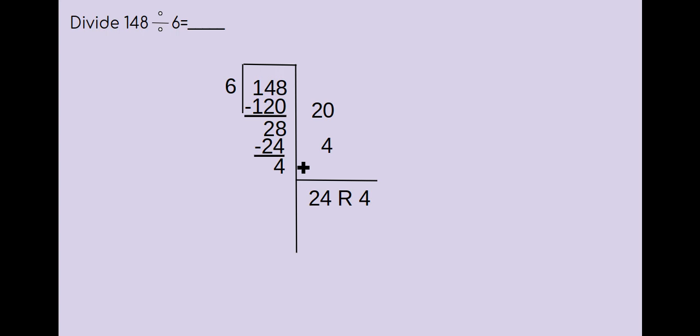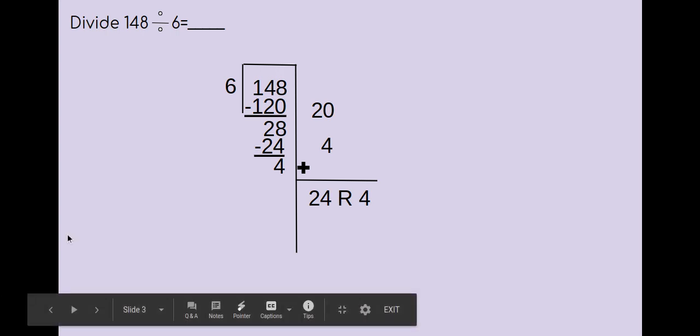Now, can 6, which is a bigger number, fit into 4, a smaller number? No way. So we stop there. Now we add up our groups. 20 plus 4 is 24, and we have that remainder of 4. And that's our final answer.